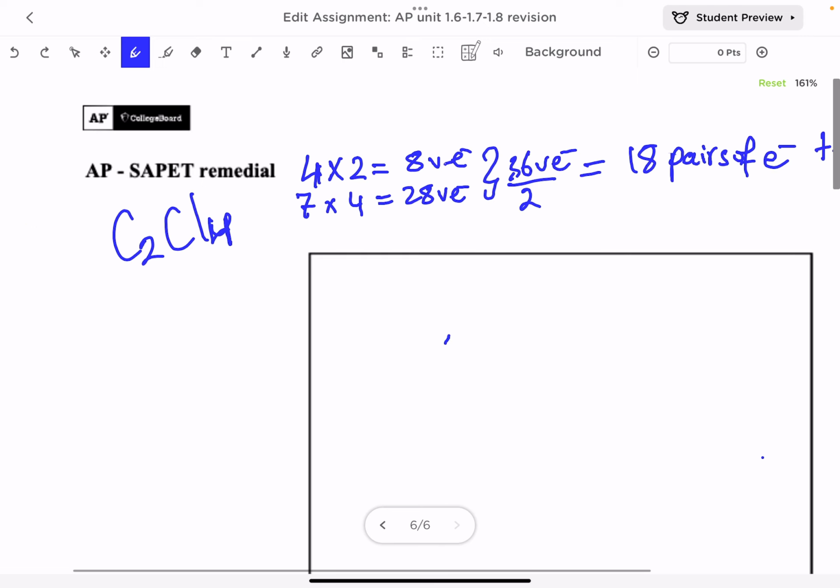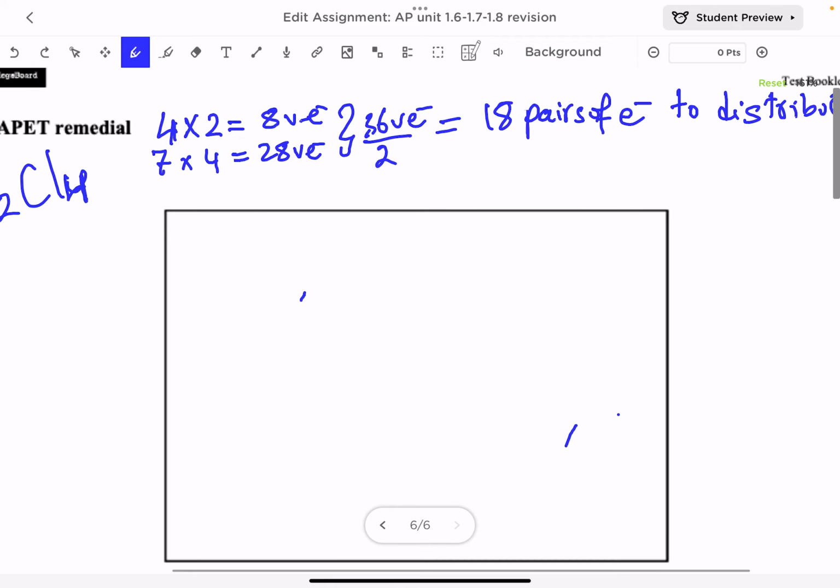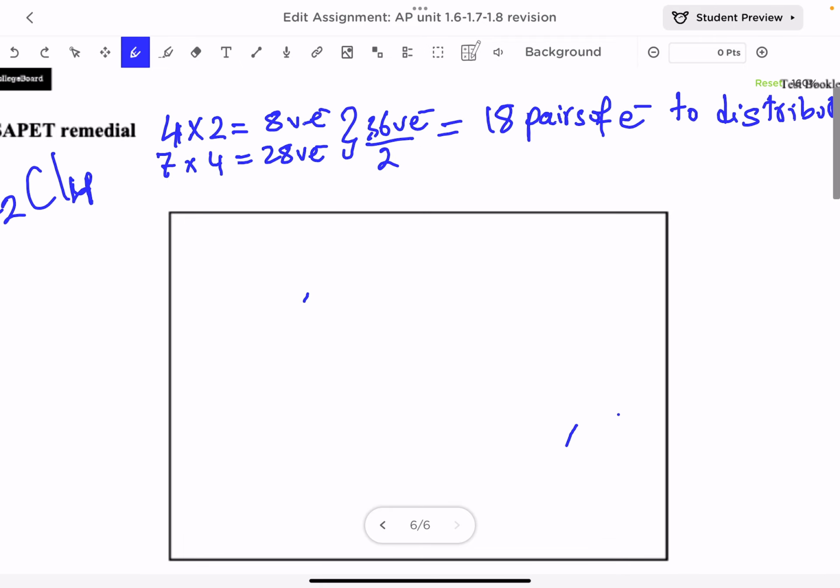So C is less electronegative than Cl. So the C atoms must be in the middle, surrounded by the atoms of Cl. Cl, Cl, Cl, and Cl. Okay, so we have 18 pairs to distribute.